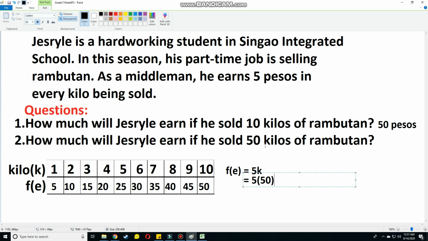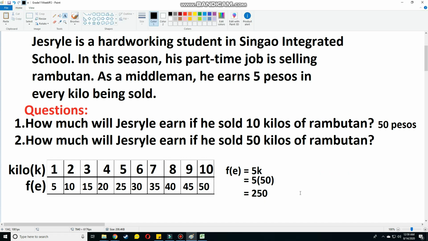Like that. And then let's do the multiplication. Is equal to 5 times 50. So if Jisrael is able to sell 50 kilos of rambutan, he will earn how much? 5 times 50, that's 250. And that would be equal to 250. And that's it for our function.